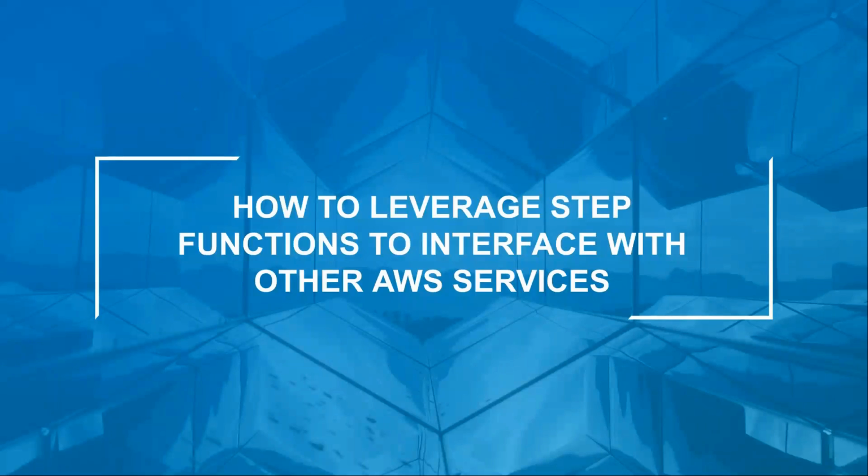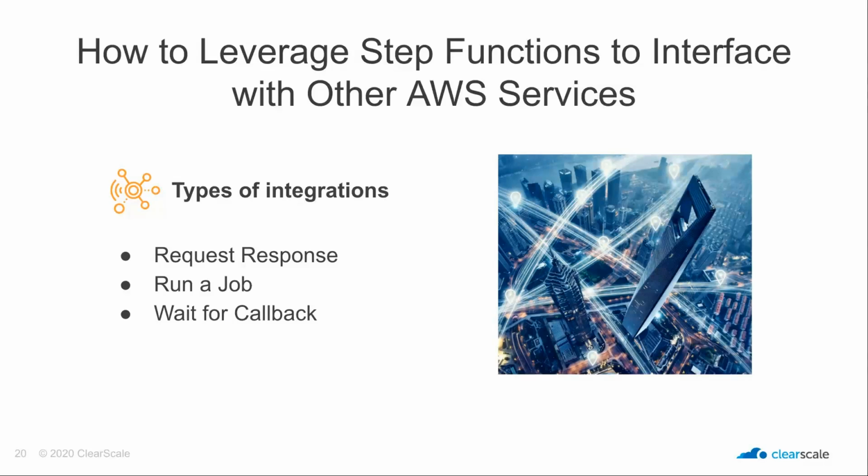Great. So how do we leverage Step Functions to interface with other AWS services? There are 3 types of integrations. We have the request response integration, which Step Functions will essentially send out the task to whatever service you want to integrate with, and it'll wait for an HTTP response, and then it'll continue to the next state.